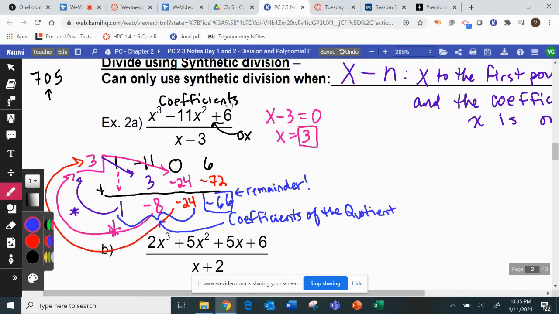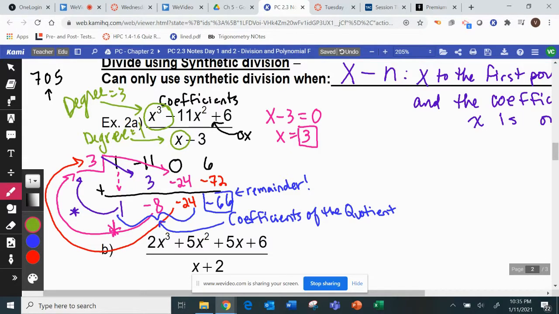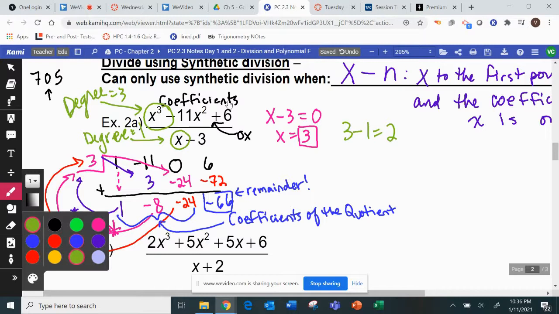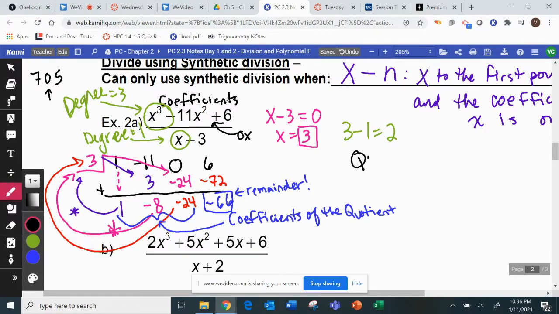Now, we started with a degree. Our problem had a degree of three. We divided by a degree of one. So if you have a degree of three, you divide out one of those powers, you're going to be left with a degree of two when you're done. So that's telling me that the first number in the quotient that has a coefficient of one is going to be x to the second.